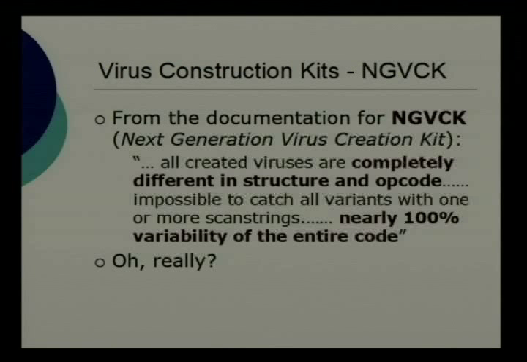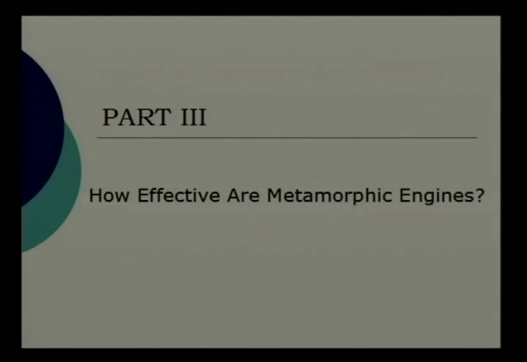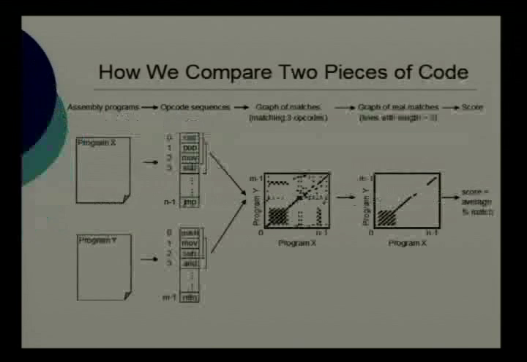This seemed to be the best one that we looked at. According to its documentation, all viruses it creates are completely different in structure and opcode, so that it's impossible to catch all variants with one or more scan strings, and it claims that it's nearly 100% variable. It has 100% variability of the entire code of the viruses. So we are really interested in seeing how effective these engines are in terms of producing different looking code. So are they effective? How do we measure that?